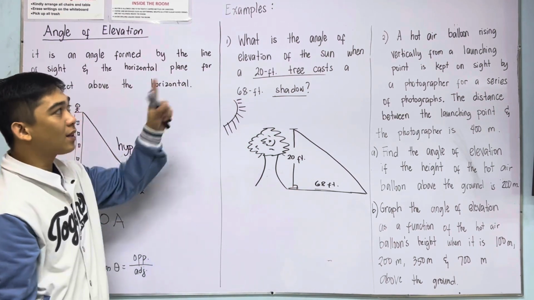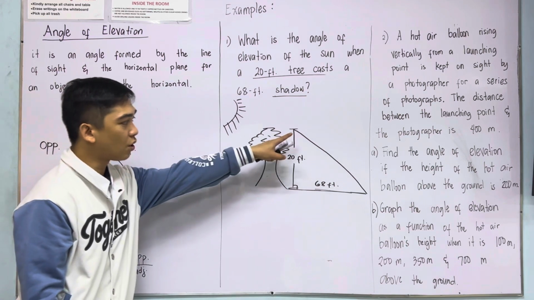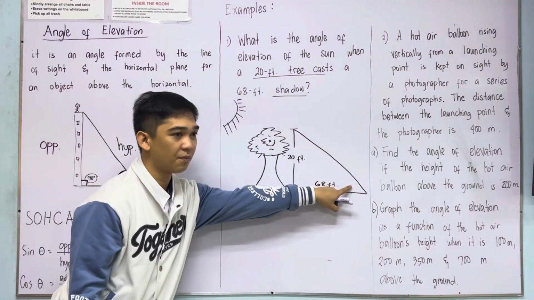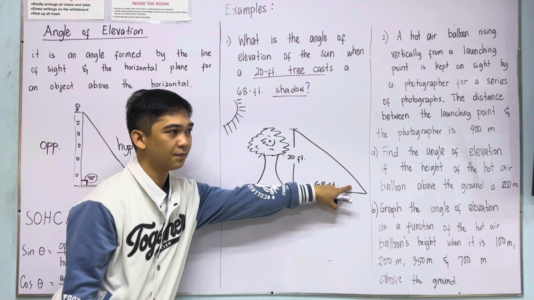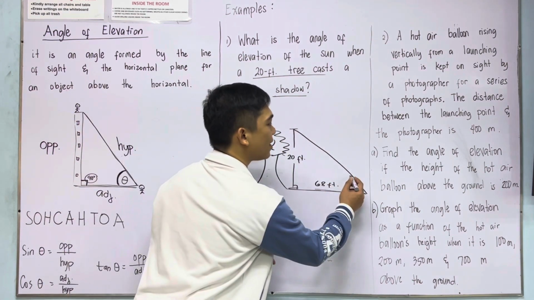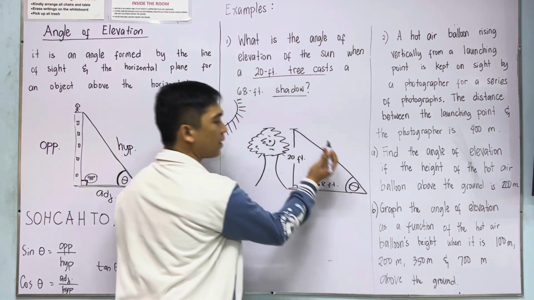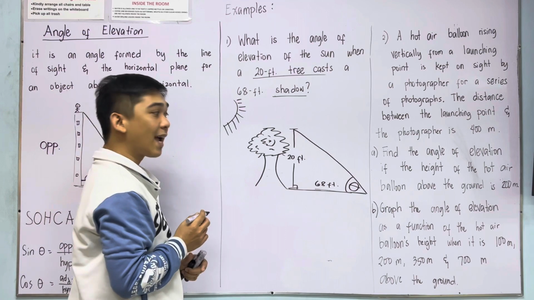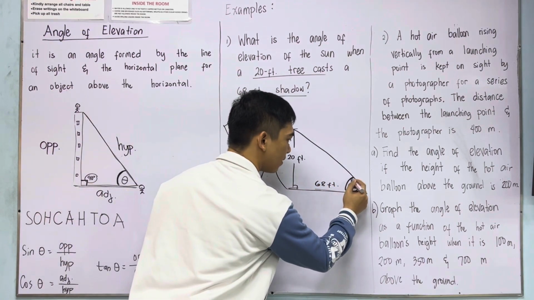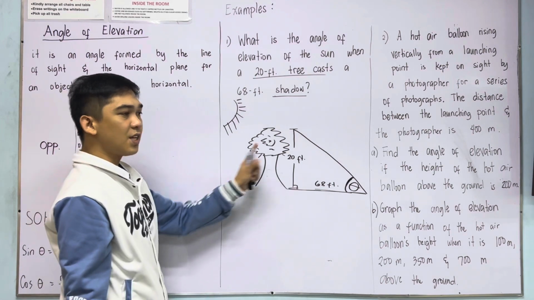Ang tanong, what is the angle of elevation? Nasaan yung angle na hinahanap? Ito? Or ito? Or ito? Sa baba. Since we are dealing with elevation, paakyat yung ating angle. Yan. Anong angle daw ito? Angle of elevation. So, ito na yung given natin.